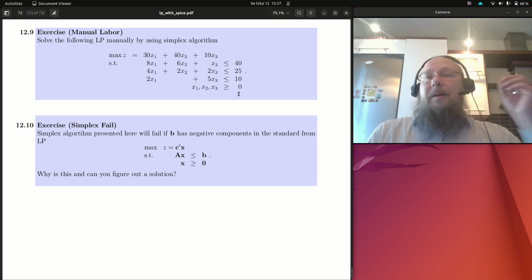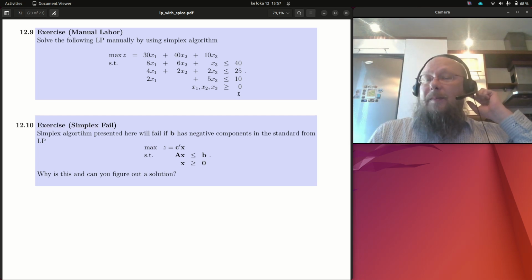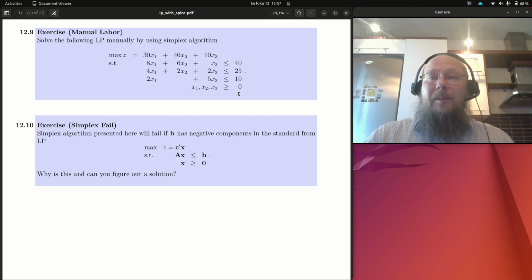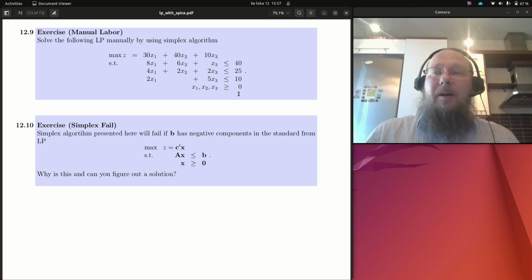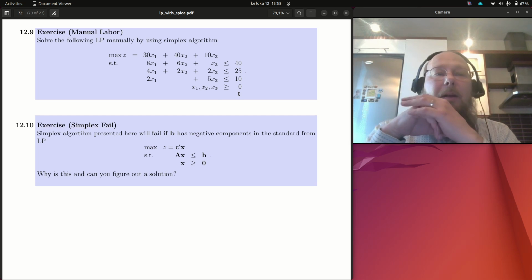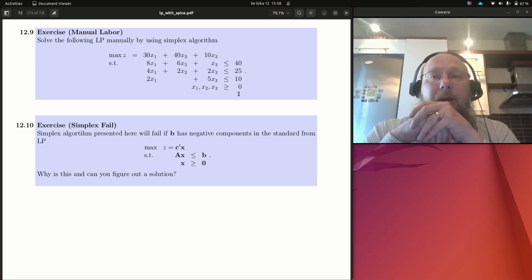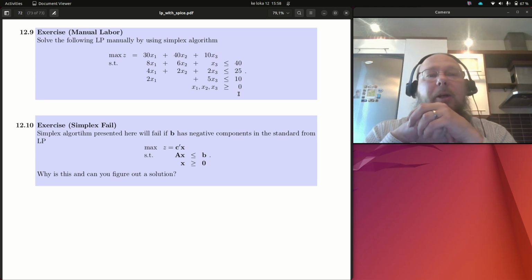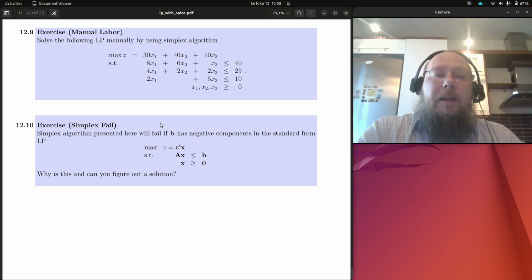And then let us end these notes in a kind of, well, unfortunate thing here. Something for you to motivate you for further study. So exercise 12.10, simplex fail. So I have cheated you a little bit. So the simplex algorithm that I presented here, I said that I started with a standard LP like this and then show you how you find a solution.